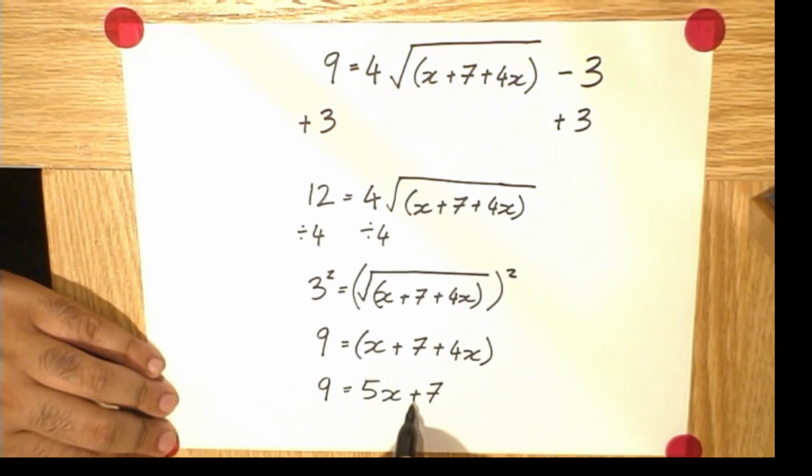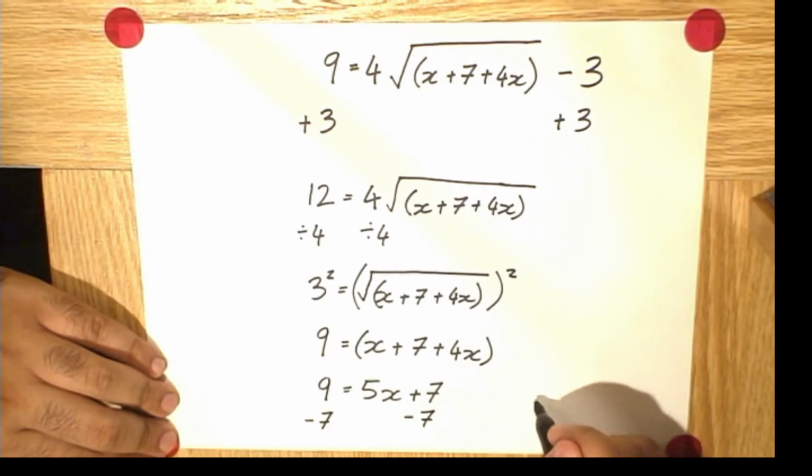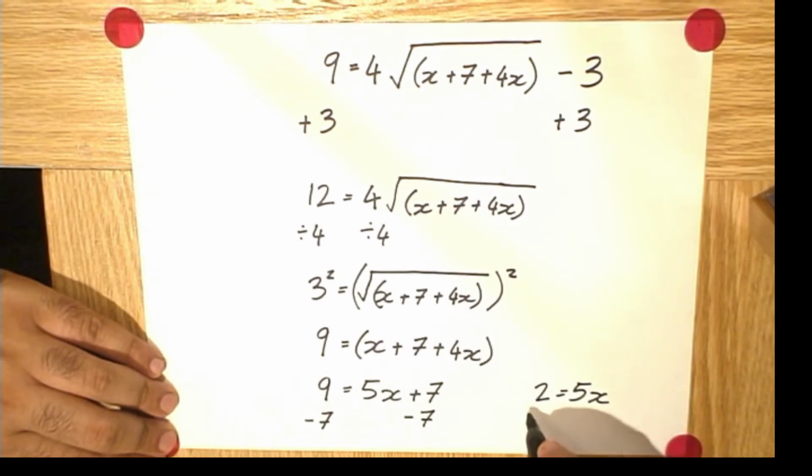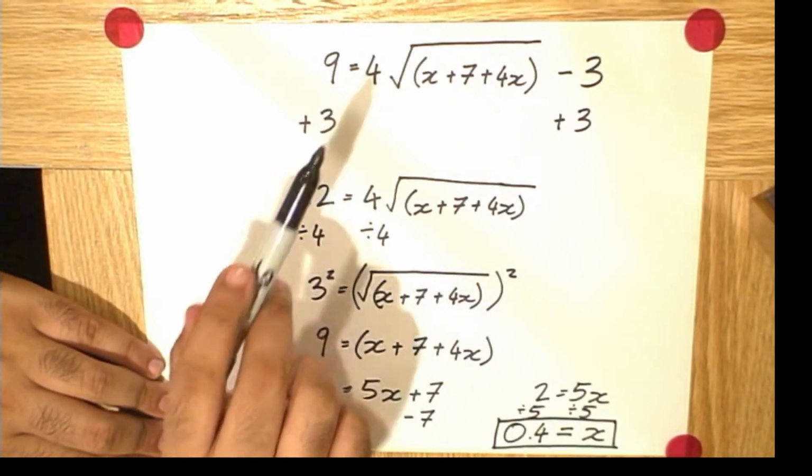Now, there is a 7 added, so we need to resolve that by subtracting 7 from both sides, which gives us 2 is equal to 5x, and the last step is to divide both sides by 5. So we get that 0.4 is equal to x. And this is the solution to this equation.